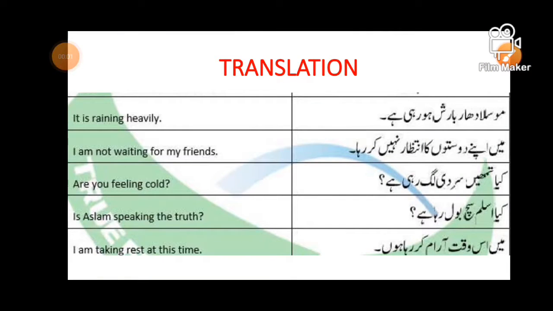So, after learning present continuous tense with examples, it's time for translation. We are going to translate into English from Urdu. I have written here some sentences in Urdu and then I will make you learn the translation.